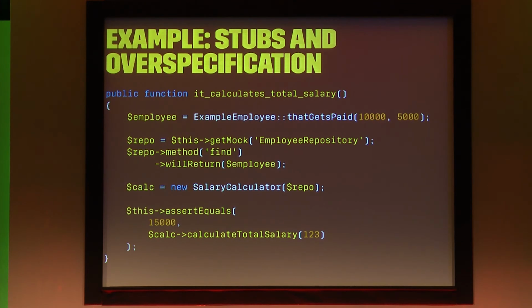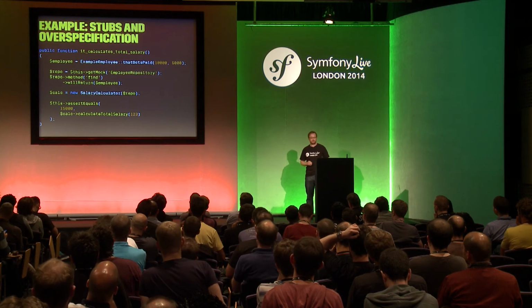So I'd have a test that looks something a little bit more like this. I'm creating an employee that gets paid this amount, makes it quite clear, I think. Ditch that expectation, so the employee repository double is no longer a mock, it's now a stub. And the test is a little bit cleaner, and I think communicates the intent a little bit more.